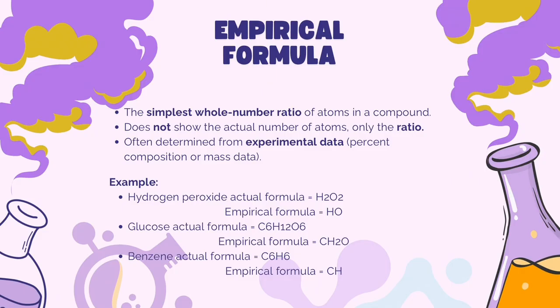Another example is glucose. The actual formula is C6H12O6, but the empirical formula is CH2O. For benzene, the actual formula is C6H6, and the empirical formula is CH.